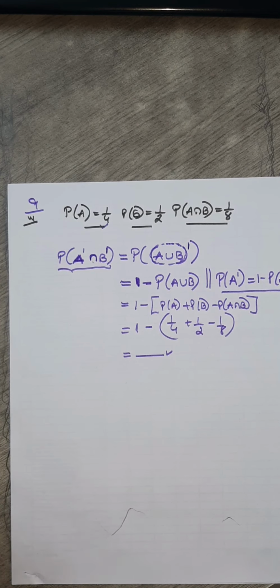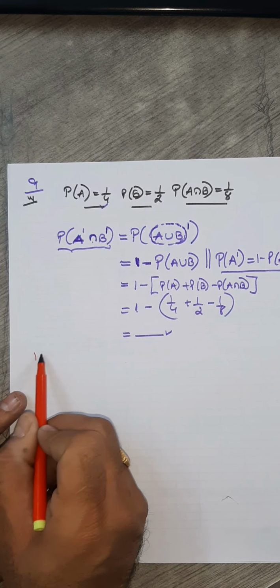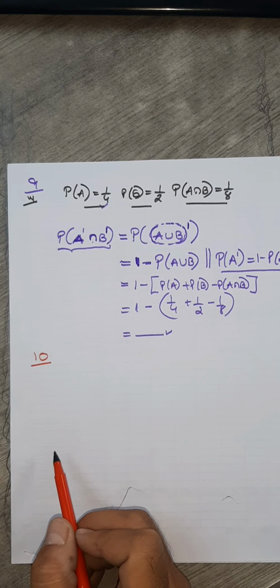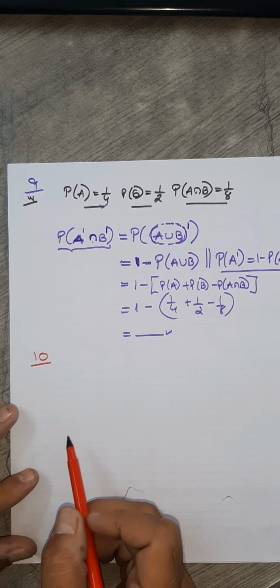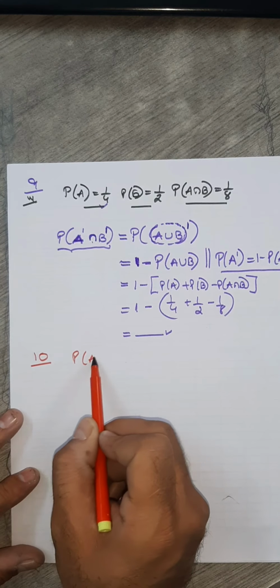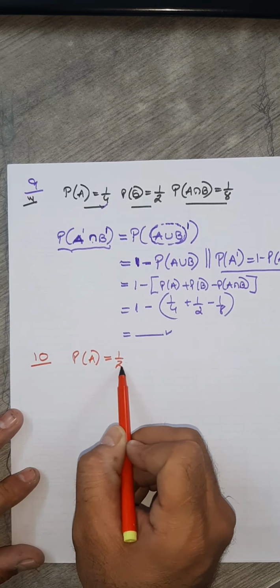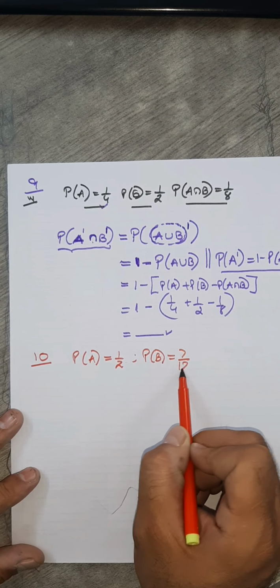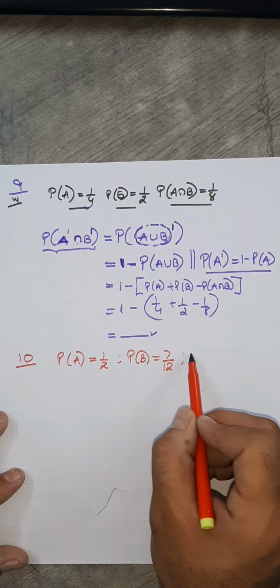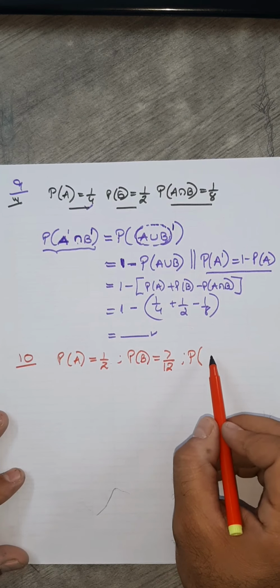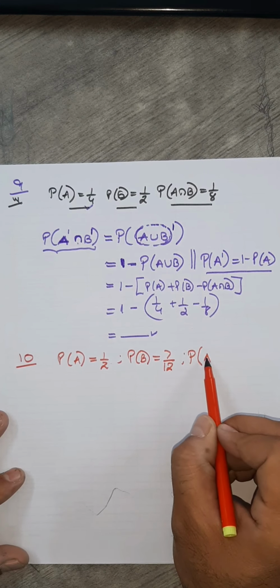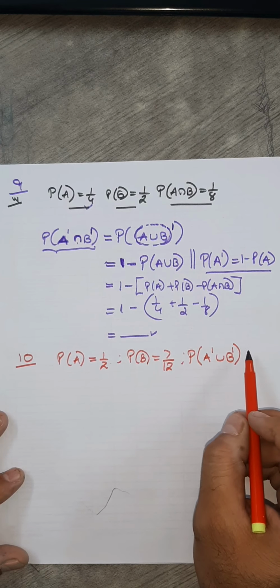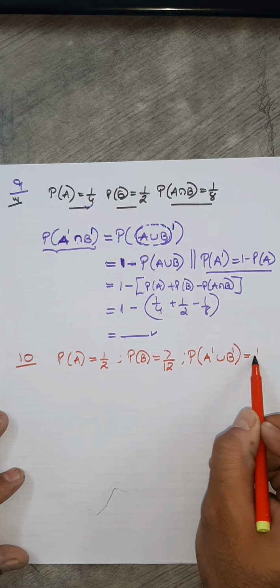Next question. Question number 10. There again you are asked to check whether events are independent or not. What is given? P of A you are given how much? 1 by 2. P of B. What is P of B? 7 by 12. And one more. P of not A or not B. That is A dash union B dash. This is given to you. Equals to 1 by 4.